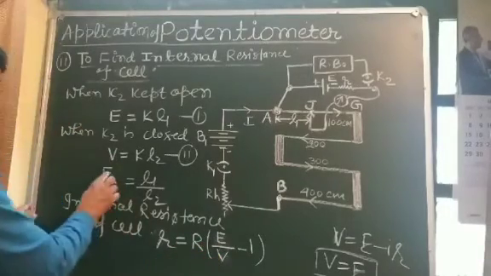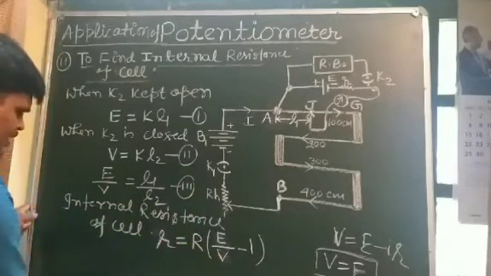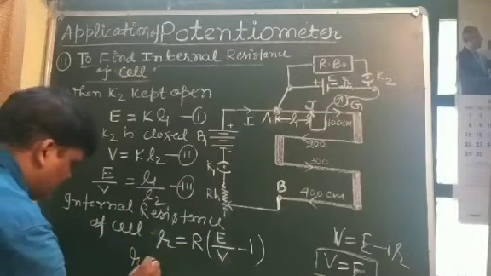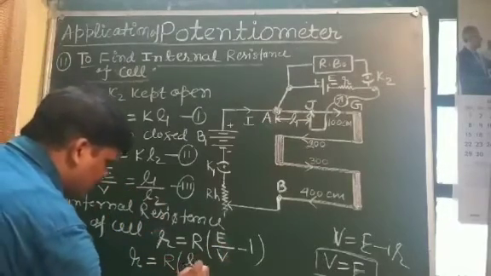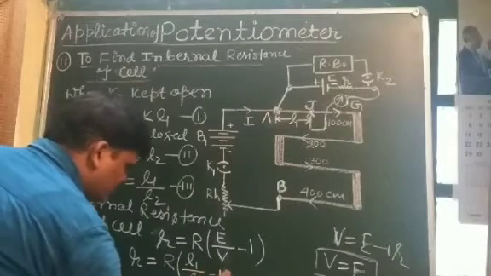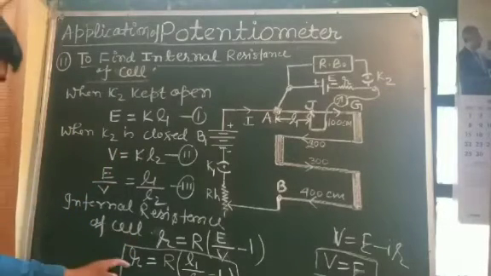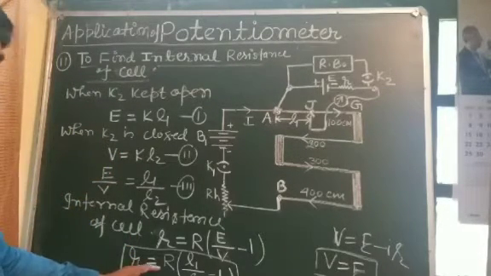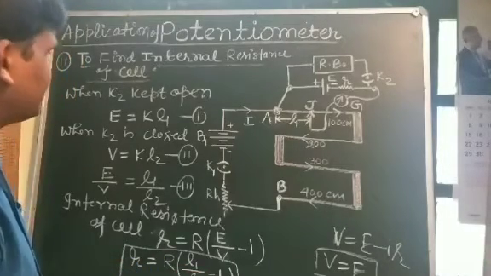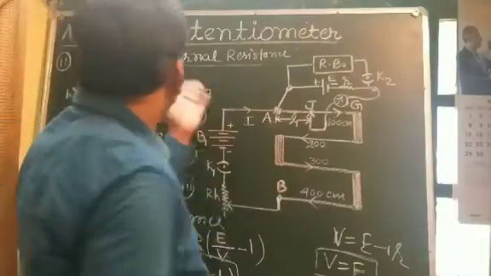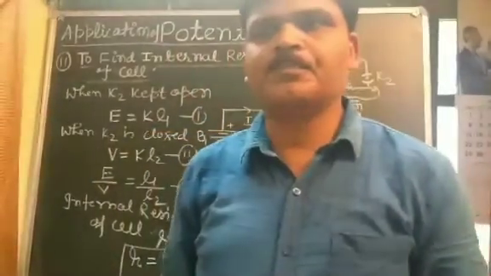So I have calculated E by V from equation 3. Put the value of E by V, and the required internal resistance formula comes out to be: r equals R times (L1 by L2 minus 1). This is the formula for the internal resistance of a cell, r equals R (L1/L2 - 1), and with the help of a potentiometer we can find the internal resistance of a primary cell.